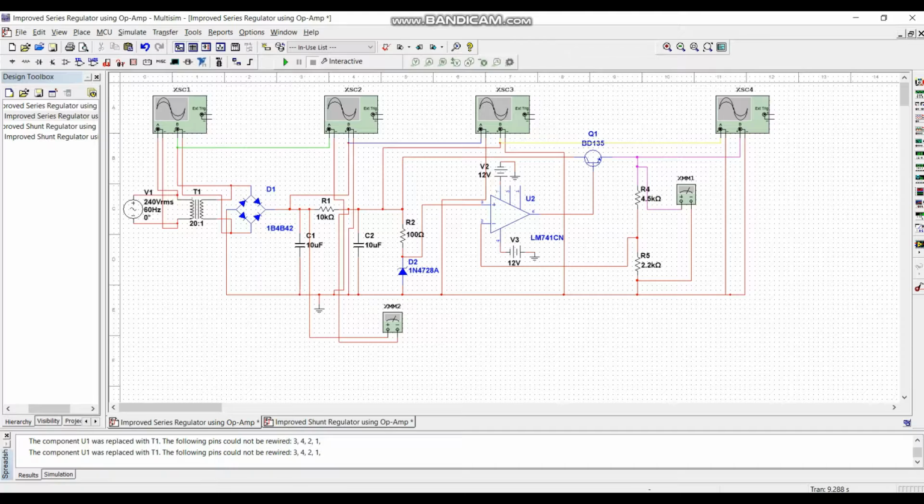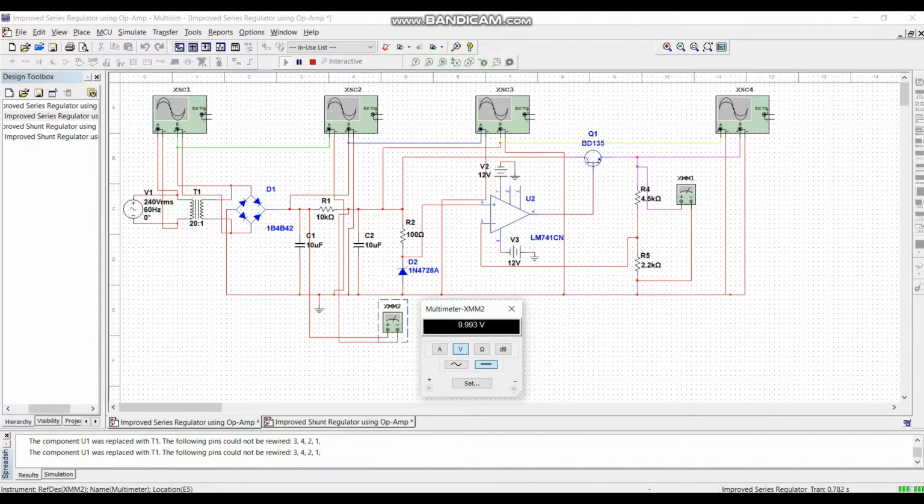Okay, now we use the op-amp. We connected the positive input to the diode and the negative input to the voltage divider right here. For the VCC we use 12 volt, for the VEE minus 12 volt. For the transistor we use BD135, as stated in the lab sheet. Okay, now we want to run it.